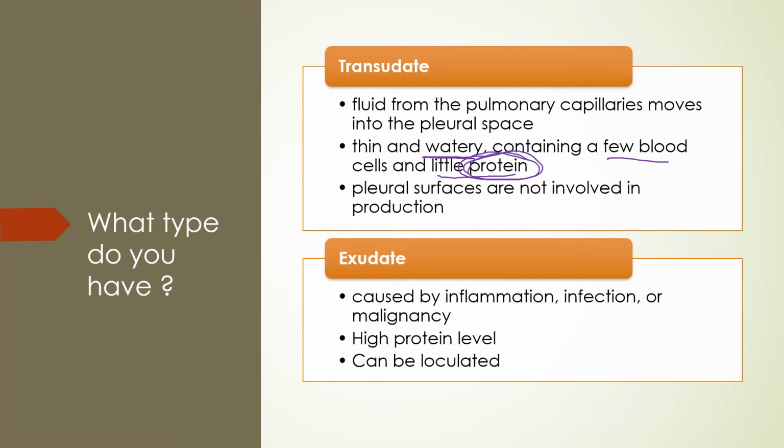Right, we're going to send it for not only culture, right? We want to see what it's growing, or if it is growing something like an infection. We're also going to look at the protein content. If protein content's above a certain level, then we know it is exudative. If it's low, then we know it's transudative. So that's going to be a key thing here on this slide.